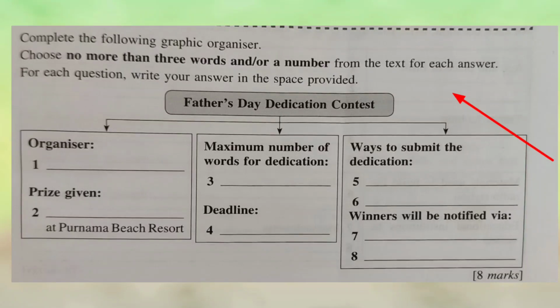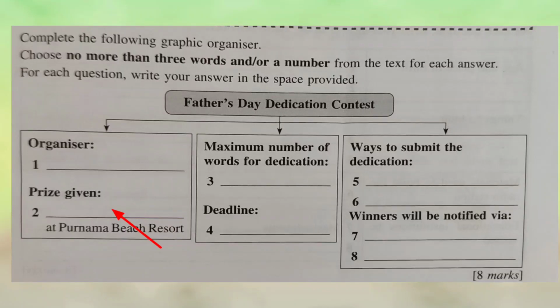First, read through the questions and try to understand the keywords. Complete the following graphic organizer. Choose no more than 3 words and a number from the text for each answer. For each question, write your answer in the space provided. Okay, so the title for the passage is about Father's Day's dedication contest. Organizer means the one who organized this event. Prize given at Punama Beach Resort. So they are the keywords.